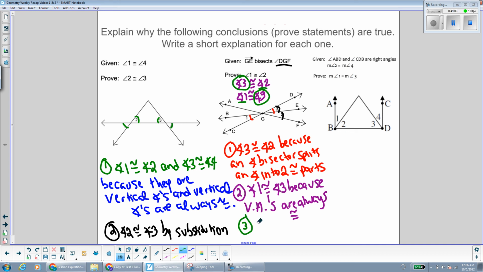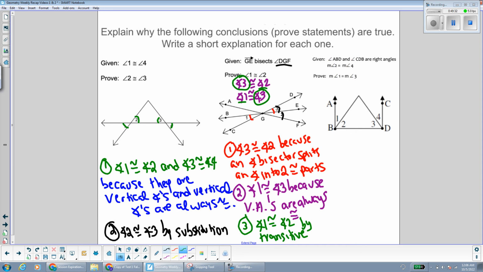Do you remember the name of the postulate that justifies that? If you're thinking the transitive postulate, then you are correct. Here we have 3 angles that we're dealing with. We have 2 angles that are congruent to the same third angle, so that means they have to be congruent to each other.